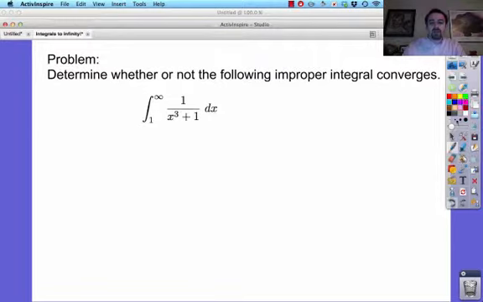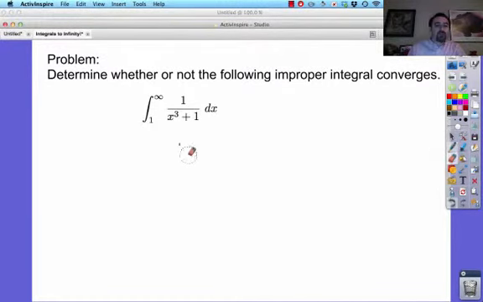Okay, now here's a way we can use that theorem. Determine whether or not the following improper integral converges. Don't find the area, but find out if it converges. Well, this is a little tricky because we don't know how to find an antiderivative for 1 over x cubed plus 1. We just don't have it. You can try many methods, but we don't know how to do that.